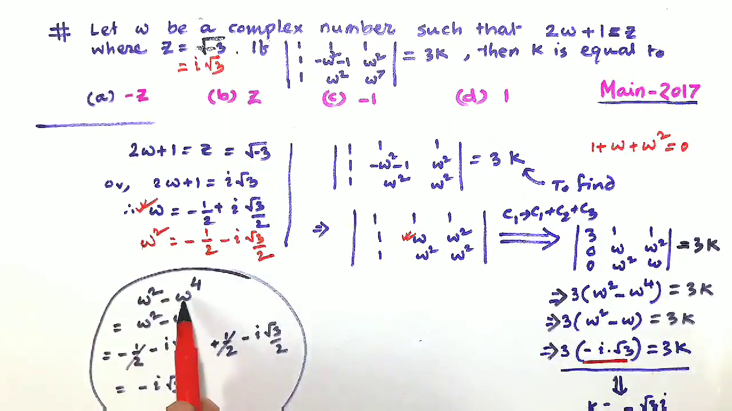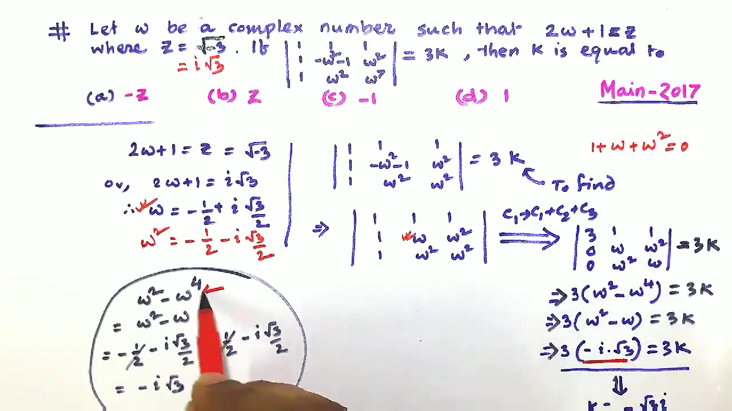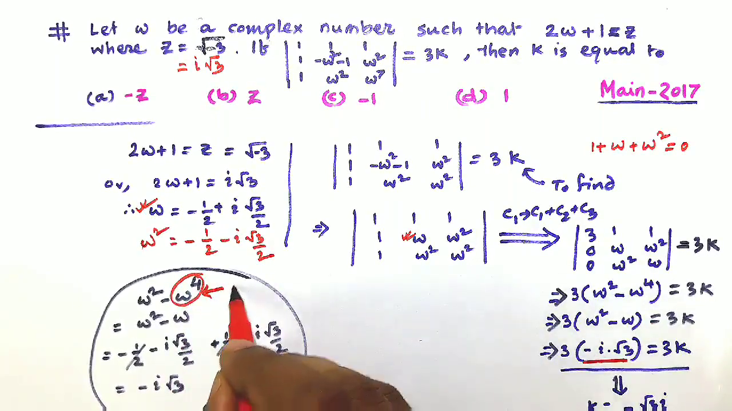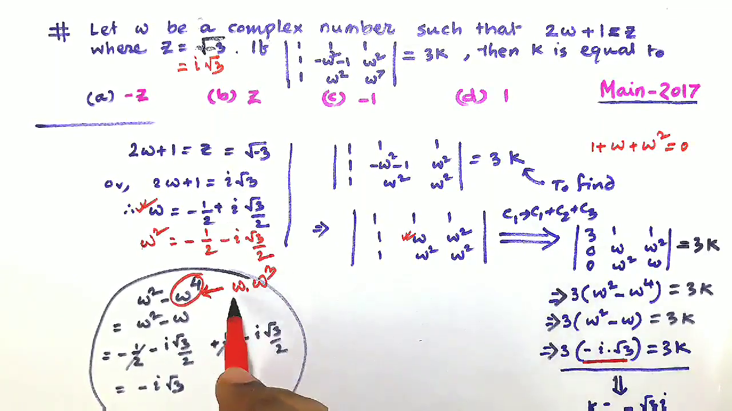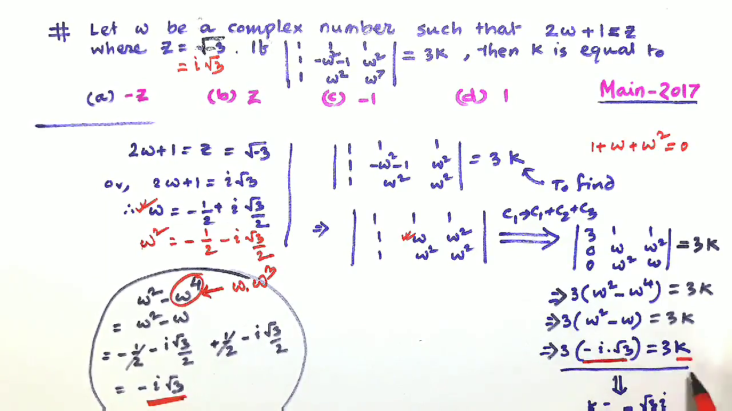So omega square minus omega to the power 4, you know this one from this part only. This is omega into omega cube, and omega cube is equal to 1. So this is only omega. So omega square minus omega, and omega square is this one. Put it here, minus of omega, and put this one also. Half will be cancelled. So only i minus i root 3. So put it here, minus i root 3. And since this is equal to thrice k, so just compare, k is equal to minus i root 3.